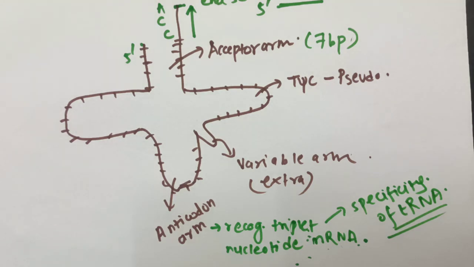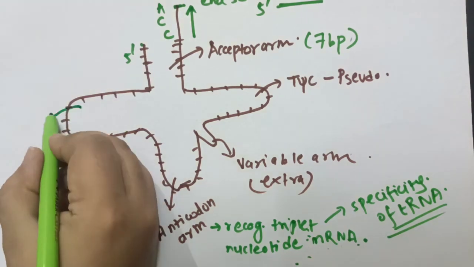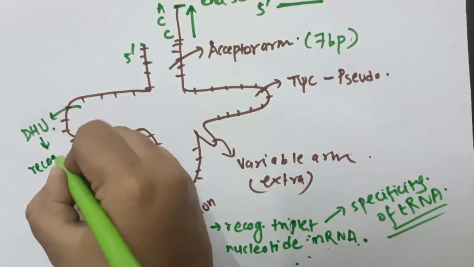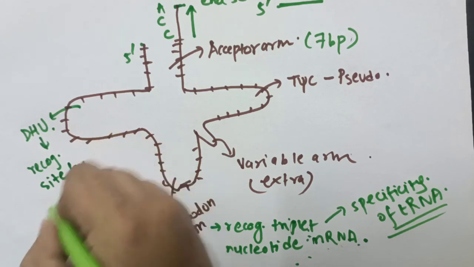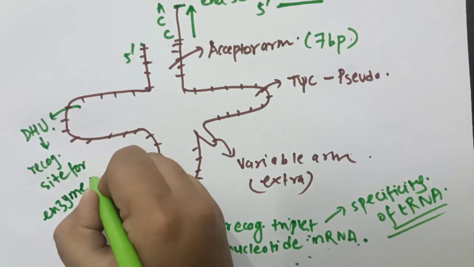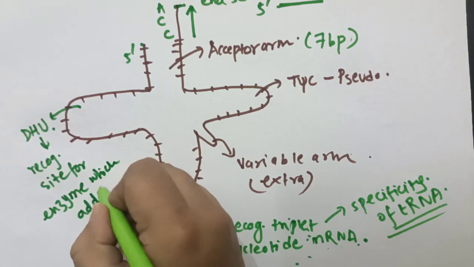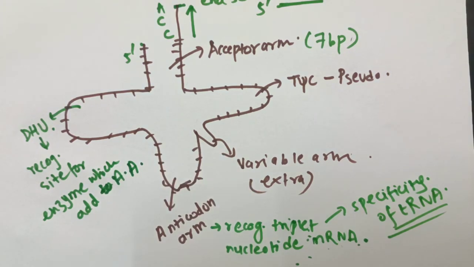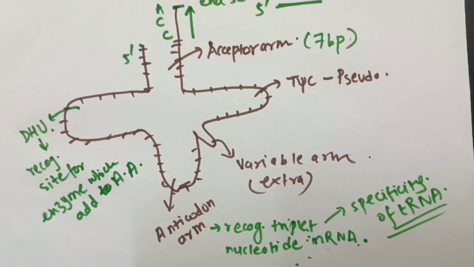Now the DHU arm is named due to the presence of dihydrouridine. This is our DHU arm and it has the dihydrouridine, and because of that it is known as DHU. This serves as the recognition site for the enzyme which can add the amino acid. Whenever there is an amino acid to be added, there are certain recognition sites for certain enzymes which is recognized by the DHU arm.